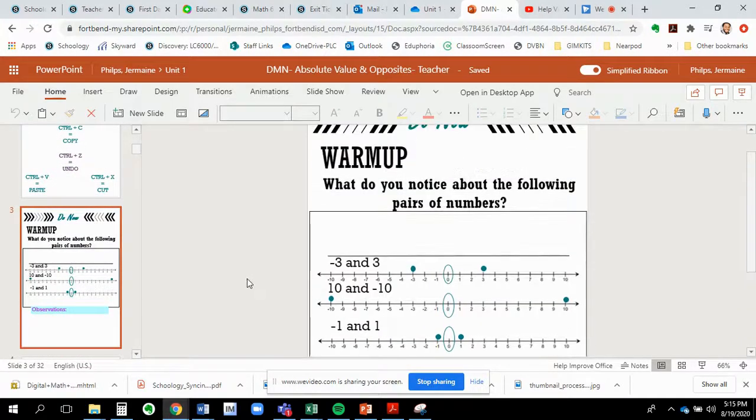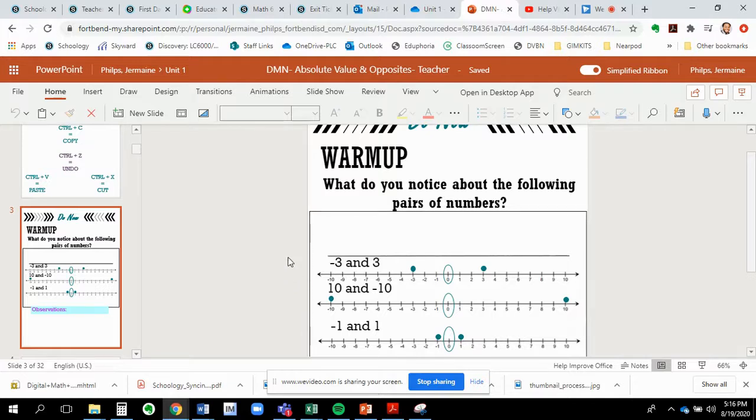Our warm up for today was, what do you notice about the following pair of numbers? So in our first number line, we had -3 and 3. Our second number line, we have 10 and -10. And on our third number line, we have -1 and 1.